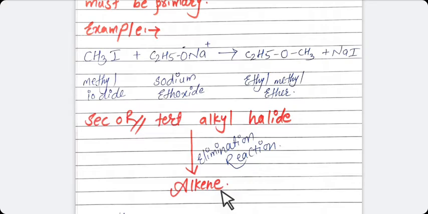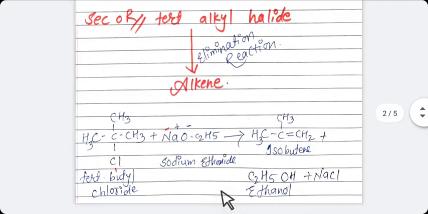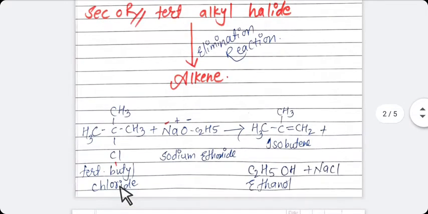Students, please remember these two points are very important. If in Williamson synthesis primary alkyl halides are used, the main product is ether. But if secondary or tertiary alkyl halides are used, the reaction leads mainly to alkene formation and elimination reaction is proceeded in this method.